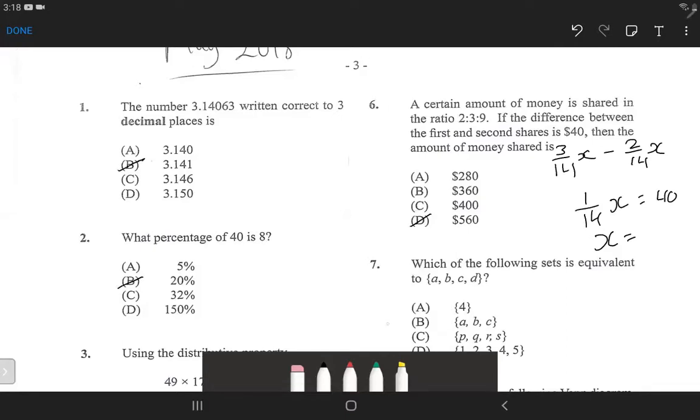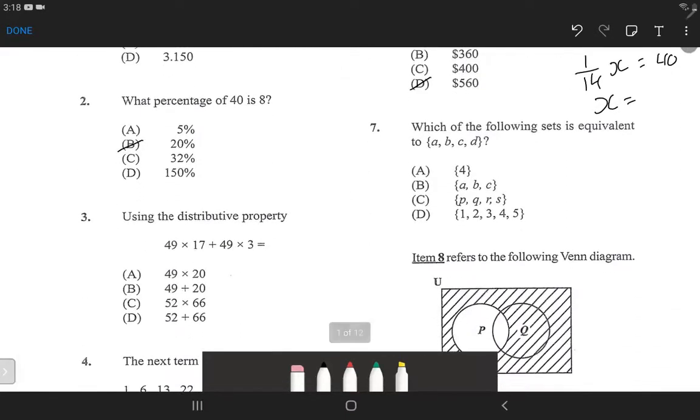Which of the following sets is equivalent to A, B, C, D? Equivalent sets and equal sets are not the same. Equivalent means that they have the same number of elements. So that has to be this one, C.